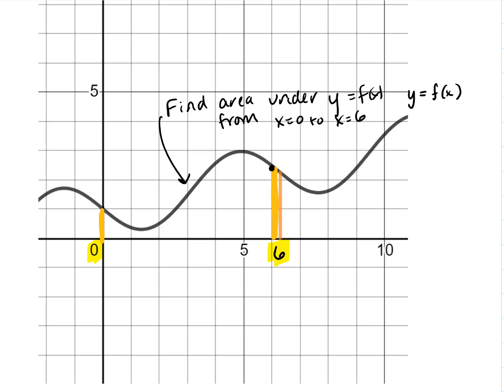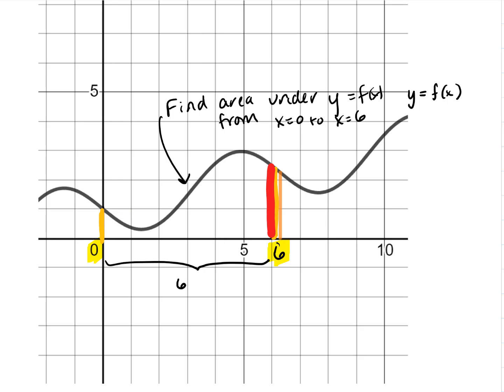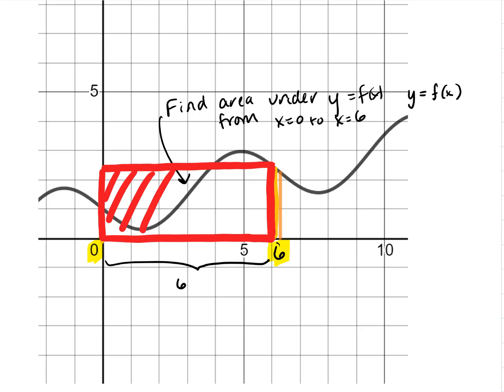So maybe I use this 6 over here. This would be the right-hand endpoint. This length from here to here is 6 units, and that would be the width of my rectangle. I'm going to use red here so it's clear. I'm going to even make that a little bit thicker. So I could say, okay, let's use this height right here and create a rectangle that has width of 6 and height of whatever that height is. So we could use one rectangle.